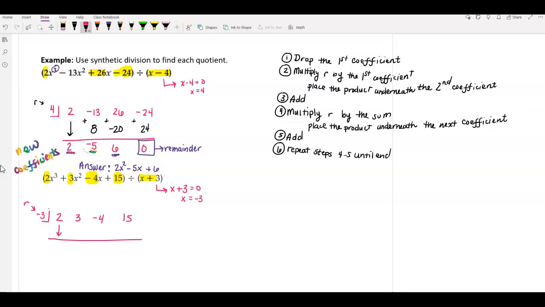We drop our first coefficient, multiply by r. Negative 3 times 2 is negative 6. Then add. We get 3 plus negative 6 is negative 3. Once again, multiply by r. We get positive 9. Negative 4 plus 9 is 5. Multiply by r, we get negative 15. We get 0, which is our remainder.